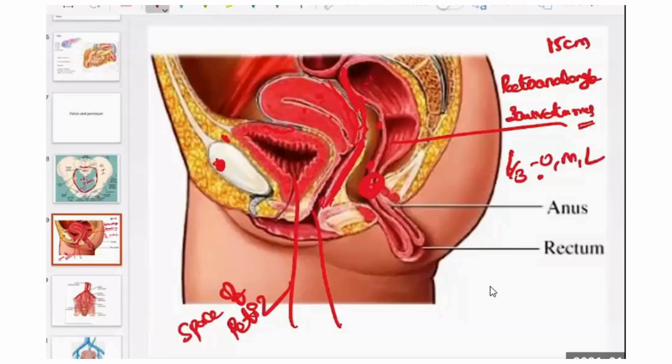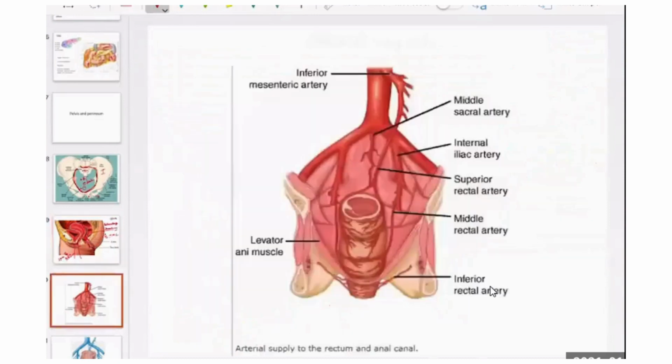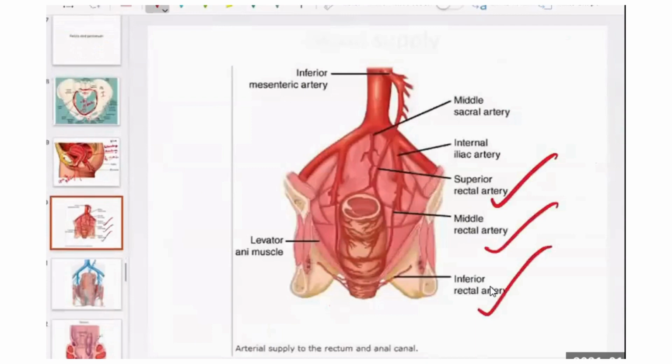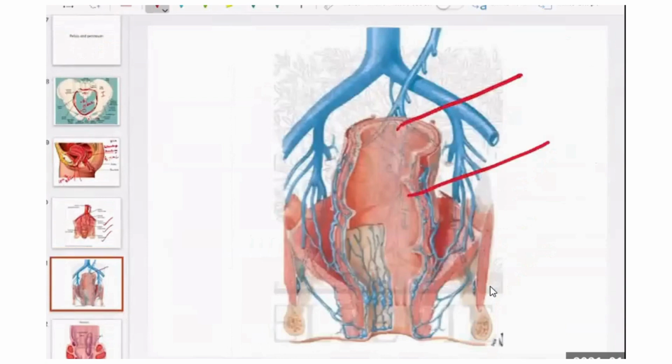The most dilated part is called the ampulla. The angle between the rectum and anal canal is called the recto-anal angle. This is the blood supply. Superior rectal, middle rectal, inferior rectal. The veins are again superior rectal vein, middle rectal vein, inferior rectal vein. Those are embedded in the muscular coats of the rectum. They ramify, then they come out into the corresponding area, into the caval veins.